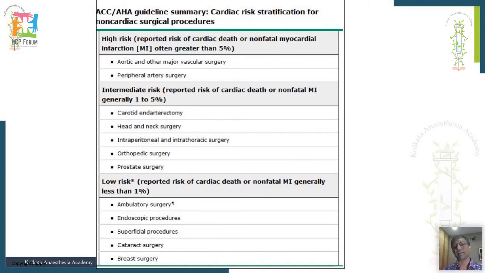It tells me that something like aortic surgery, or a major vascular surgery, or even a peripheral arterial surgery has a higher risk than orthopedic surgery, or even an invasive surgery like an intraperitoneal or intrathoracic surgery. And superficial surgeries are the ones which have a MACE risk of less than 1%. So this is surgery and how it influences risk.